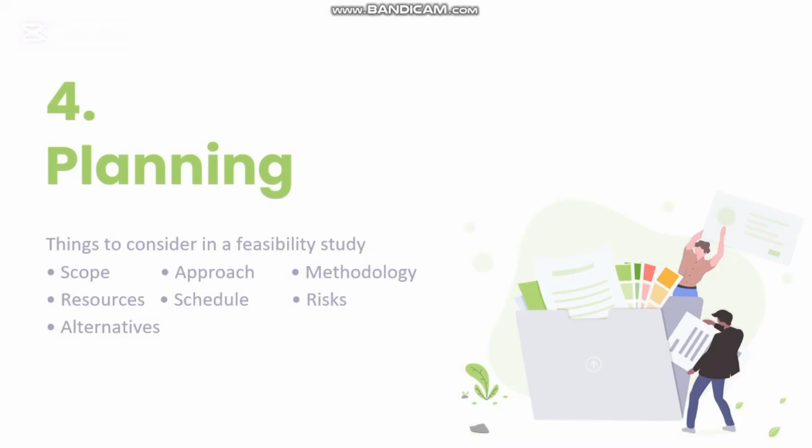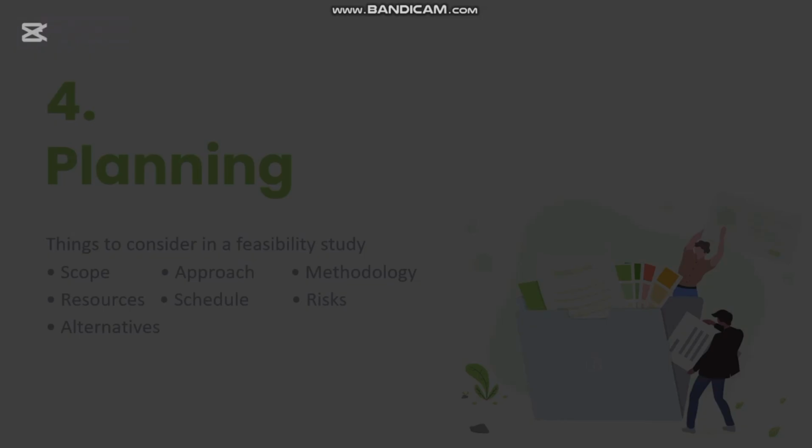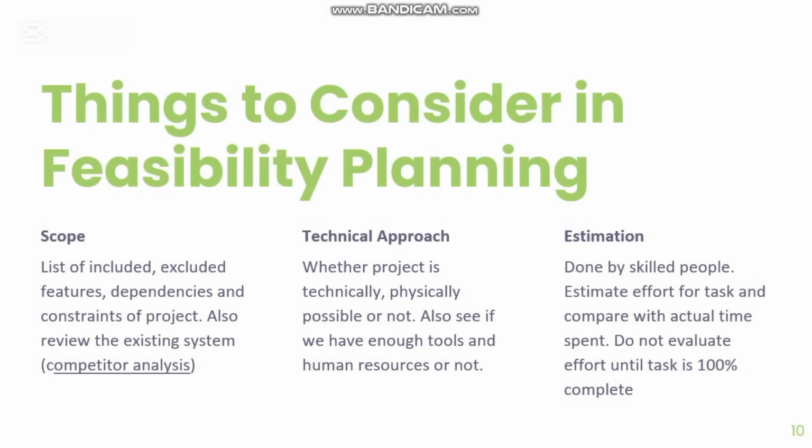In the fourth lecture, we saw planning, which includes the feasibility study. The main things that we write in a feasibility study include scope, approach, methodology, resources, schedule, risks, and alternatives. So what are the things that we need to consider in feasibility planning? We need to consider the scope, which includes a list of both included and excluded features, and a list of constraints.